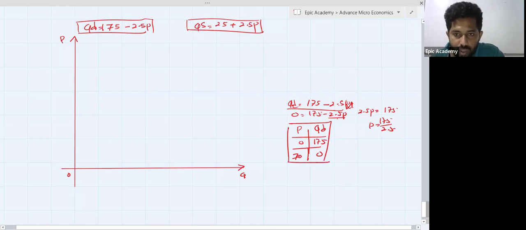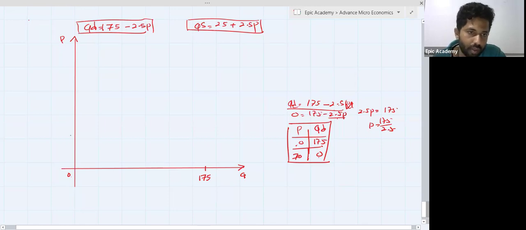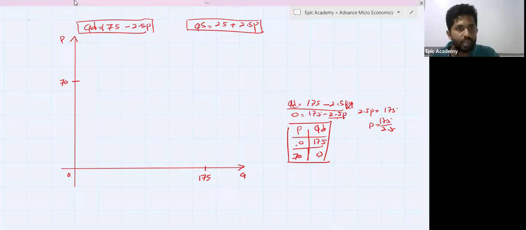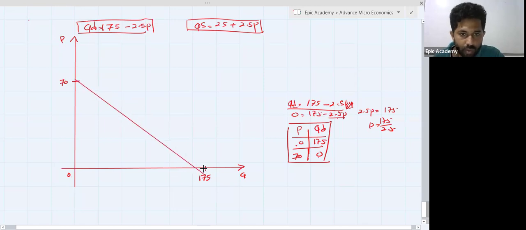Now by using this data, you can draw the line for the demand. When P equals 0, it must cross 175. Are you okay with that one? Yes. And when QD equals 0, it crosses 70. So these are the two points. Now you can draw the line from this point to this point. This is the demand curve.